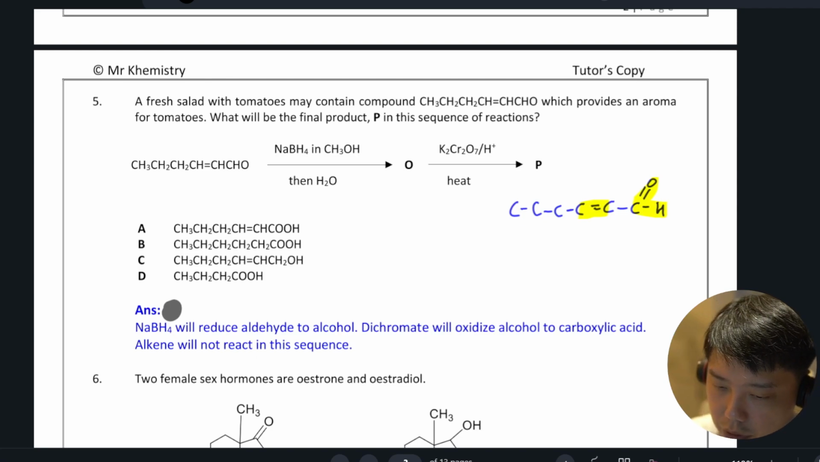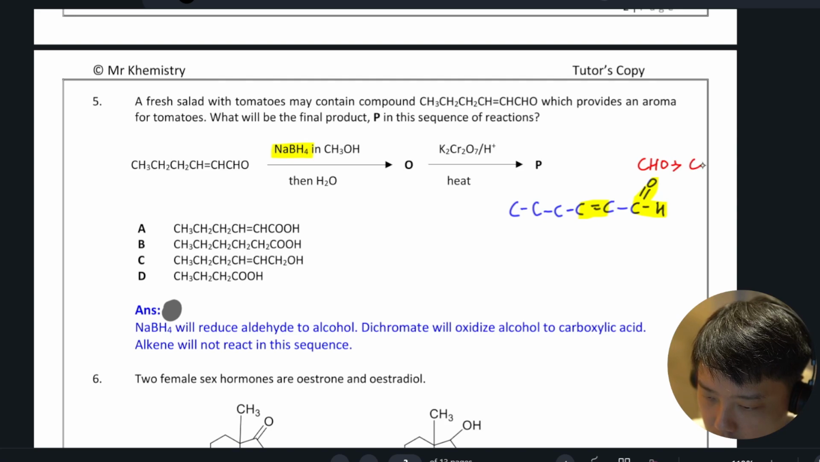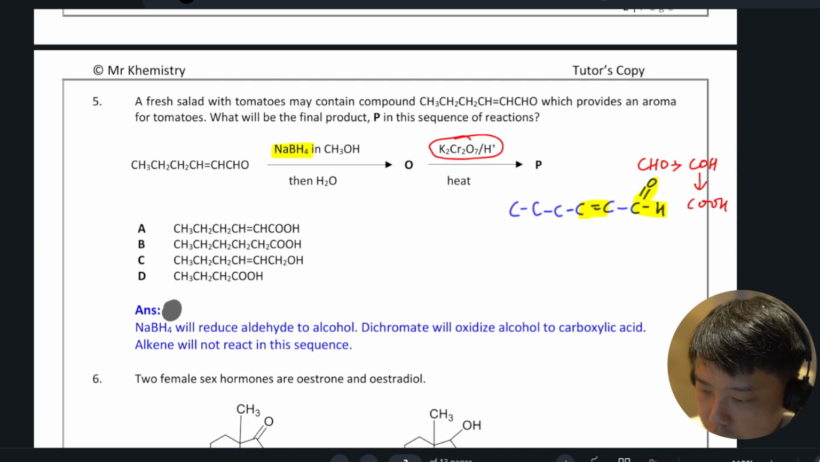First off, you have sodium borohydride, which is going to reduce the aldehyde to an alcohol. Then after that, you do an oxidation. The alcohol will convert to a carboxylic acid. So your final compound has the alkene functional group and the carboxylic acid functional group present. So our answer here is A.